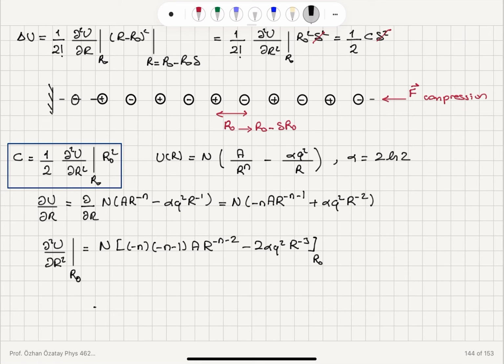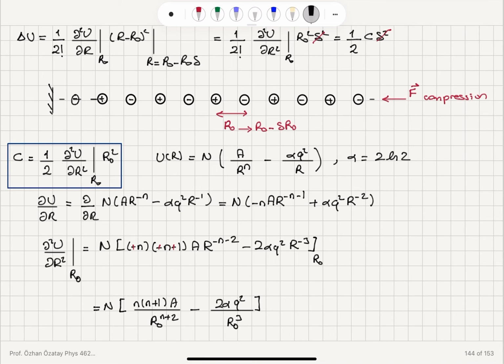And that gives us capital N times n plus 1 a. You can see that this minus sign is going to become a plus here. Divided by r0 to the power n plus 2, minus 2 alpha q square divided by r0 to the power 3.